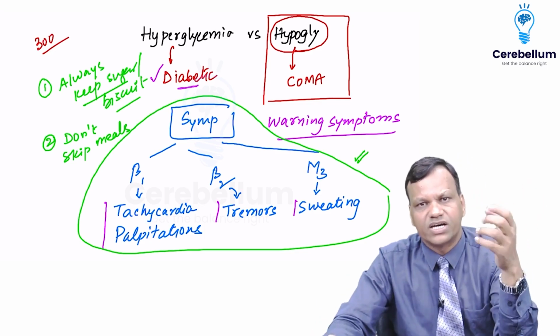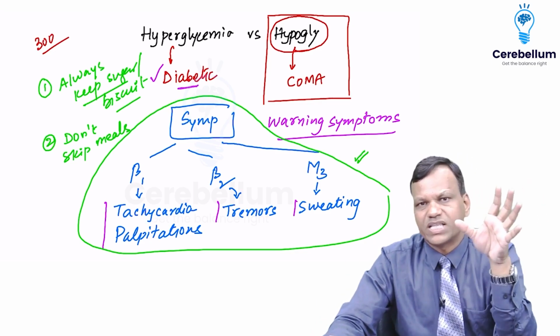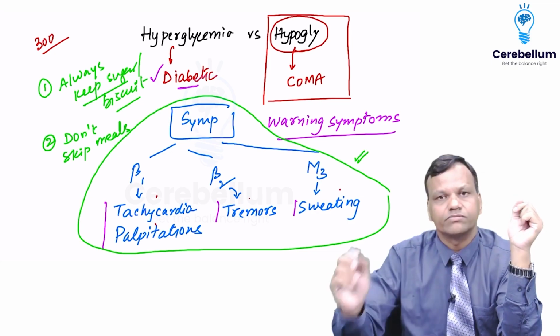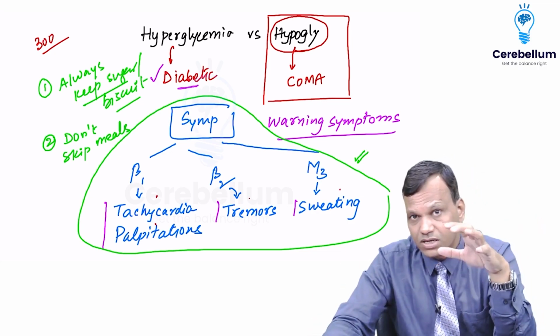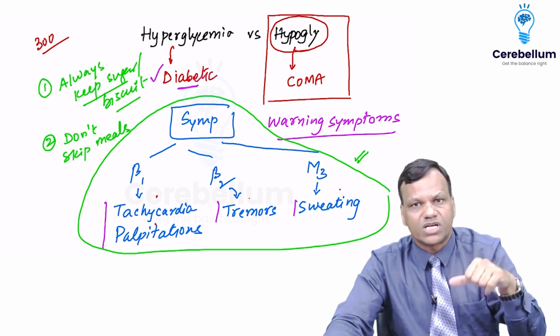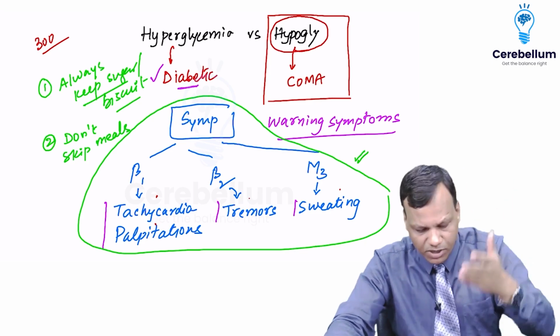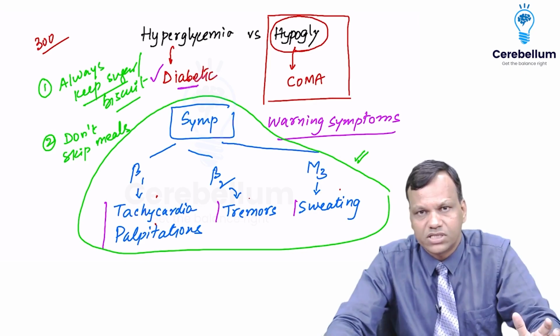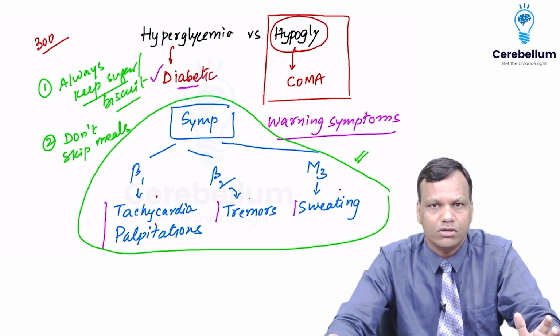Suppose the person has fear or anxiety due to any reason. The sympathetic system was activated. The person developed tachycardia, palpitation, tremor, sweating. And immediately this person realizes that my doctor has told me whenever these symptoms are present, I should take sugar. Now the blood sugar is already 300. Should the person take sugar or not? Just let me know.